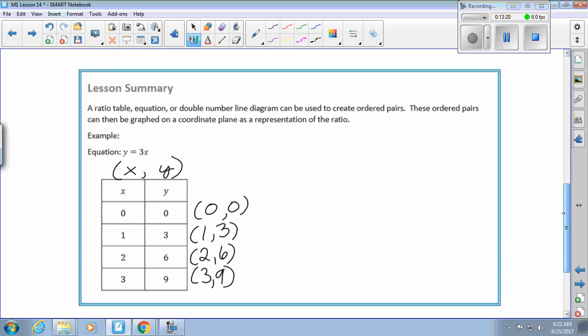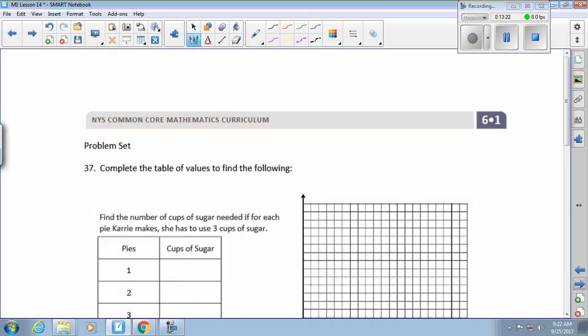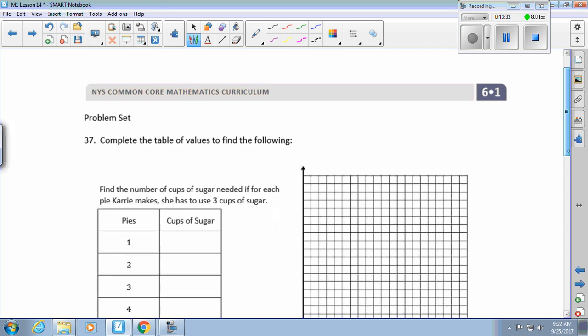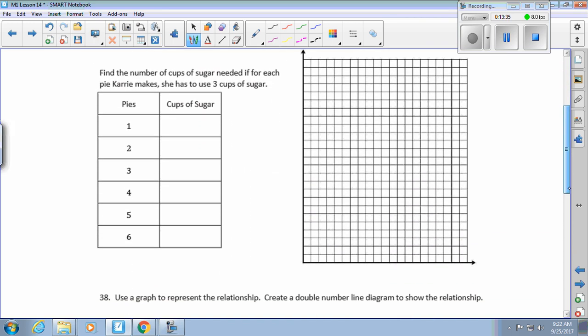All right, so I'm going to go to the next page on your module workbook. It's on page 38. Okay? So it says complete the table of values to find the following. Find the number of cups of sugar needed if for each pie Carrie makes, she has to use 3 cups of sugar. So 1 pie, 3 cups of sugar. So let's fill that in.